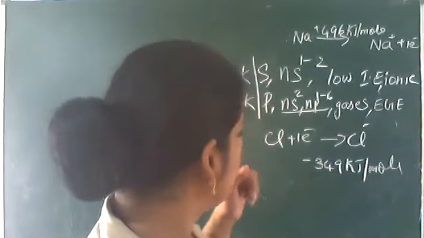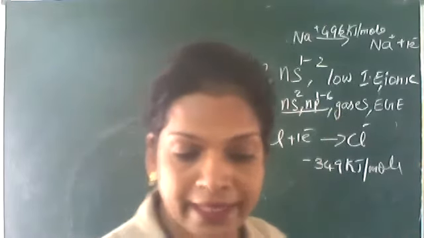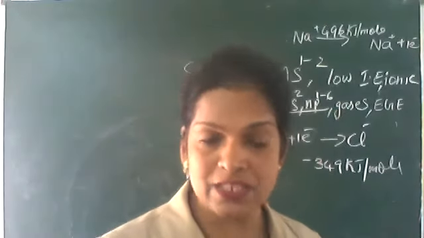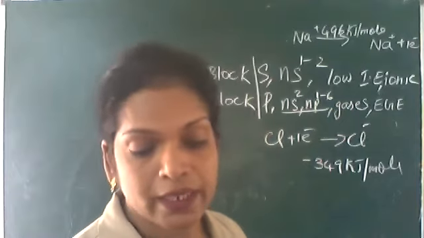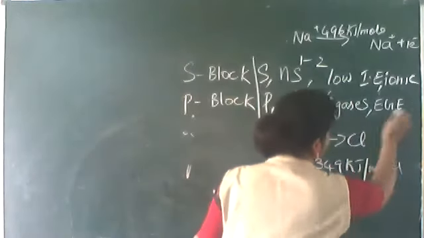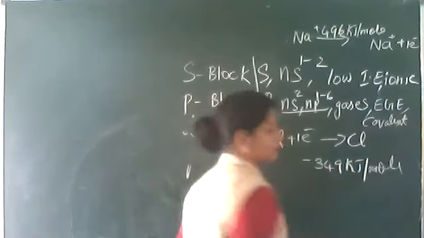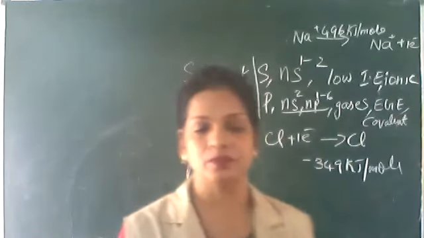Okay, so p orbitals are progressively filled. General electronic configuration, they are mainly gases. Electron gain enthalpy is released when they take one electron or two electrons, and they form covalent compounds.